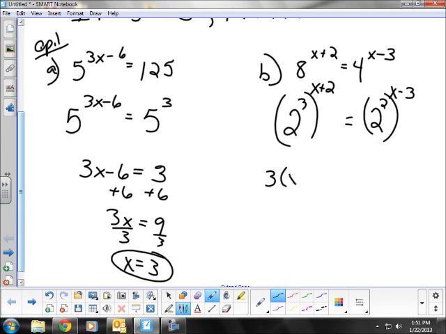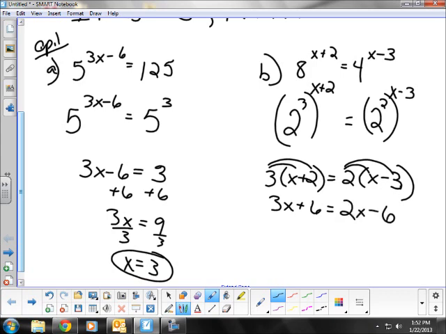So I've got 3 times x plus 2 is equal to 2 times x minus 3. So 2 is my base, and the exponents on 2, I set equal to each other. And then I can do the distributive property, because now I'm just doing this nice linear equation that we've been doing since 8th grade, right? And solve this. It gives me 3x plus 6 is equal to 2x minus 6.